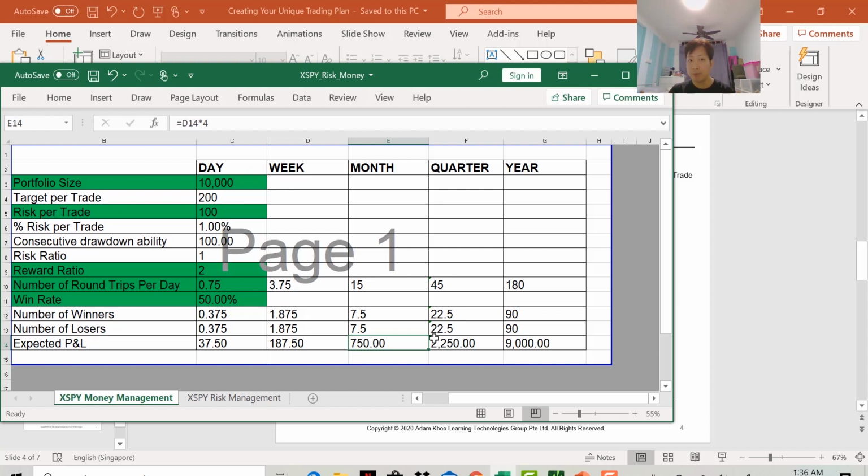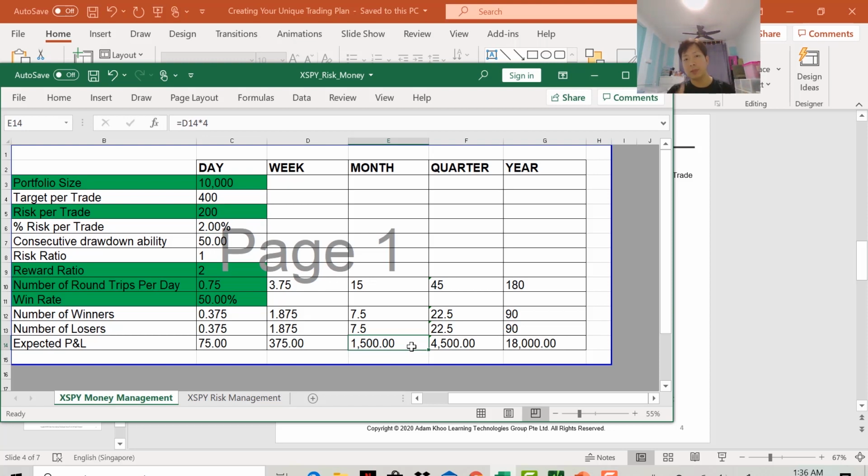Understand? Okay, so let's say today you decide that $750 is too low. You want to double this to, let's say, $1,500. What can you do? Obviously, you can increase the size. You can increase this to $200, and this will become $1,500. It's basically a multiple of 2.